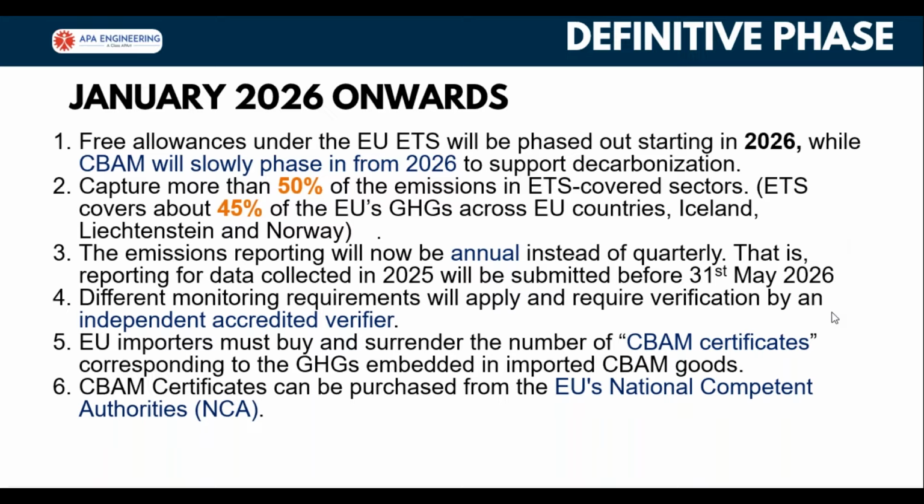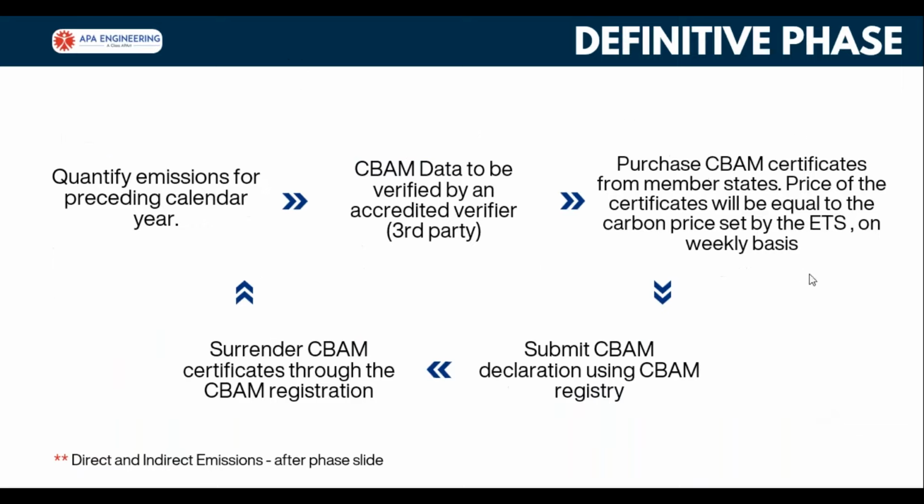The emissions reporting during the definitive phase will be for an entire year. Right now it's quarterly. They are doing this because they want to collect data, probably that's the reason. And once the definitive phase sets in, it's going to be for an entire year. So if you're submitting in 2026 by 31st May, you have to report for the entire period, that is the year before. So you have to submit your 2025 yearly data. And apart from that, EU importers must buy CBAM certificates, and all the emissions that you are giving via the reporting must be verified by an accredited verifier in the EU. The CBAM certificates will be purchased by all those who need them from the EU's national competent authorities. So this is a small diagram of what happens during the definitive phase. Since we've spoken about it, I'm moving over.